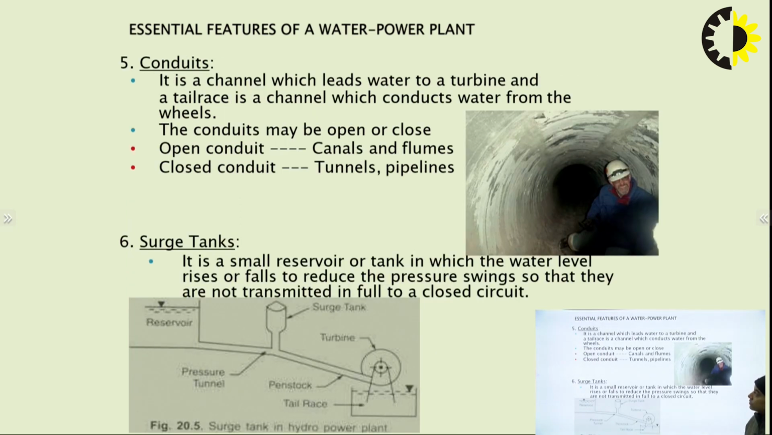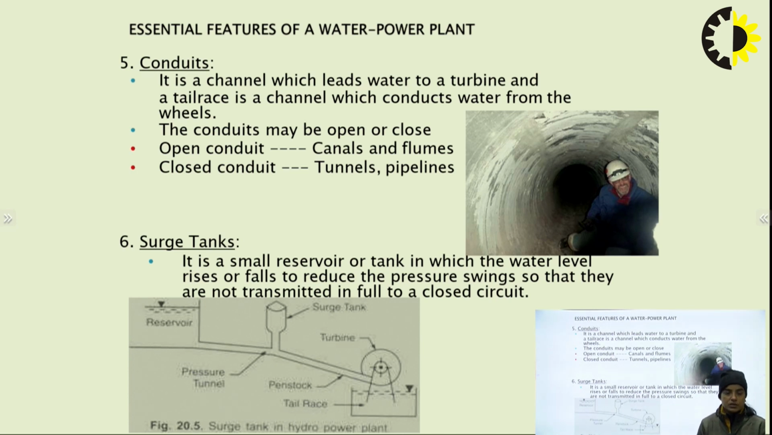So conduits, this is the channel which leads water to the turbine. Basically conduits means penstock. So it is a channel which leads water to the turbine, and a tail race is a channel which conducts water from the wheel. So conduits may be open or closed. Okay, so open conduits are canals or flumes, and closed conduits may be pipelines or tunnels.